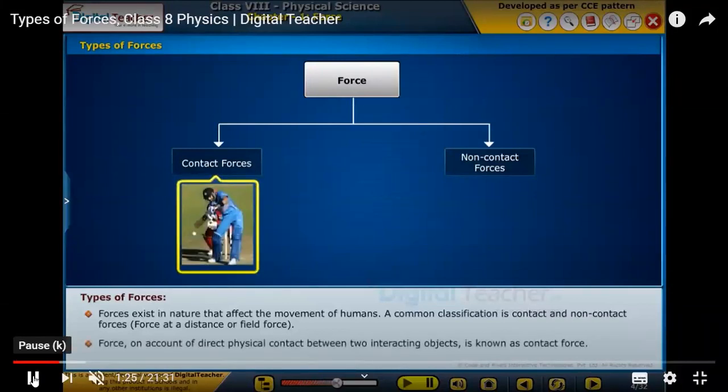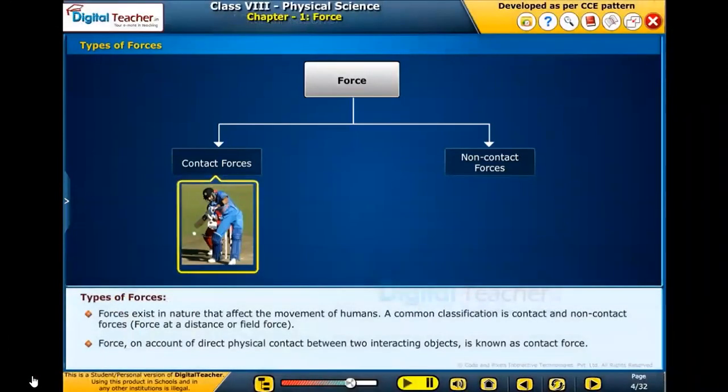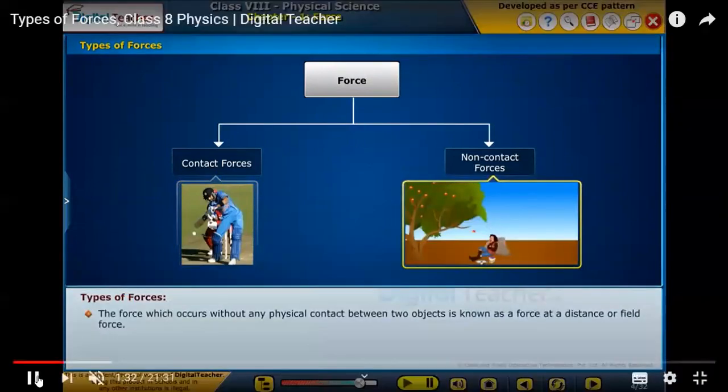The best example for contact force is a cricketer playing cricket, and when he hits the ball, it comes in contact with the bat, which is a contact force. Force on account of direct physical contact between two interacting objects is called a contact force. The force which occurs without any physical contact between two objects is known as the force at a distance or a non-contact force.